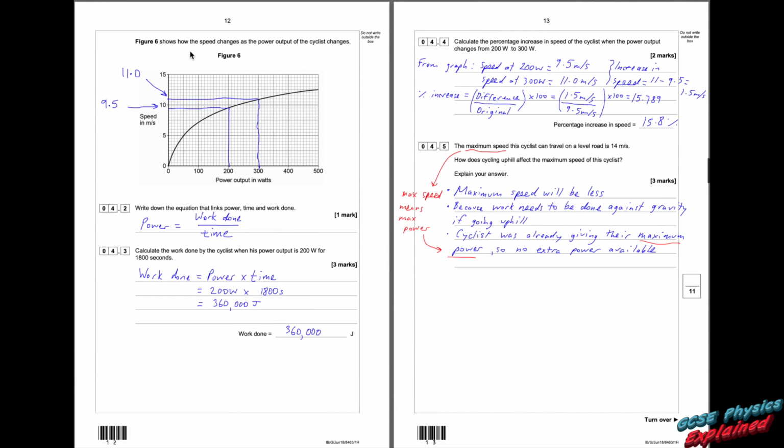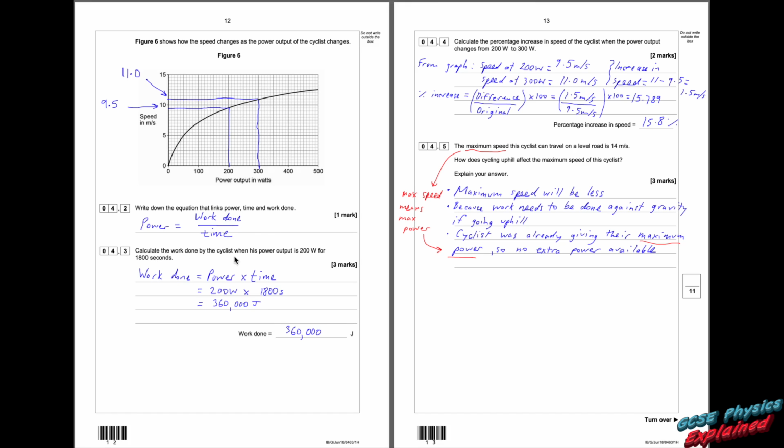Figure 6 shows how the speed changes as the power output of the cyclist changes. So power output in watts along the bottom, and there's the speed going up the side. Write down the equation that links power, time and work done. So it's just power equals work done over time. I've got a video with all of the equations on. Click the link at the top.